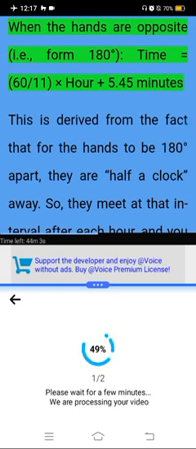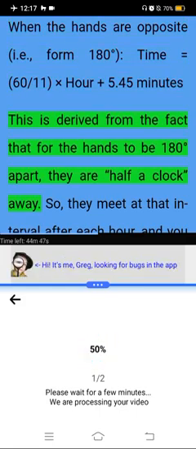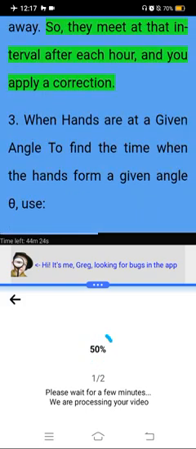When the hands are opposite, i.e., form 180 degrees, time = 60/11 × hour + 5.45 minutes. This is derived from the fact that for the hands to be 180 degrees apart, they are half a clock away. So, they meet at that interval after each hour, and you apply a correction.